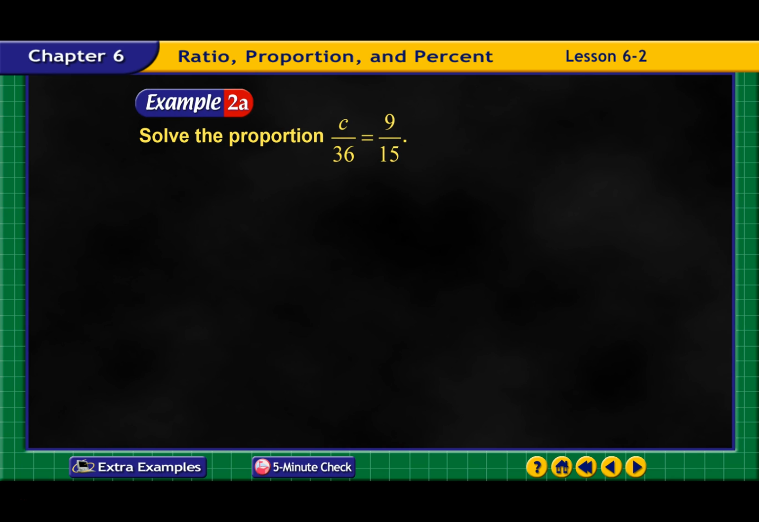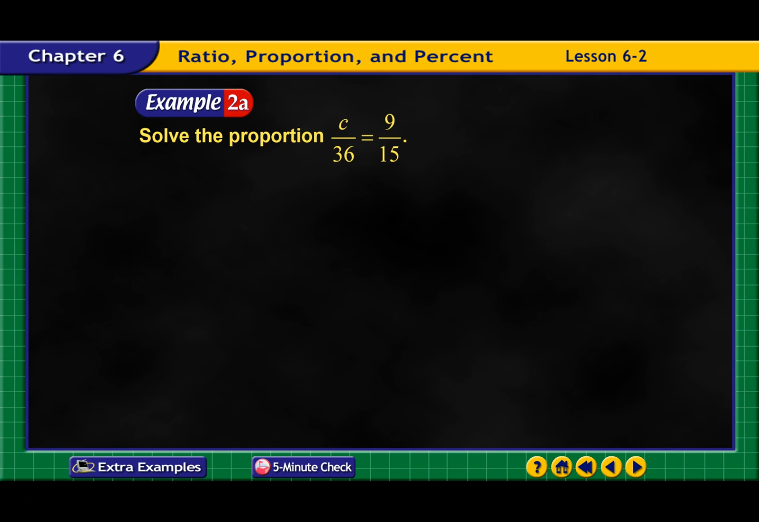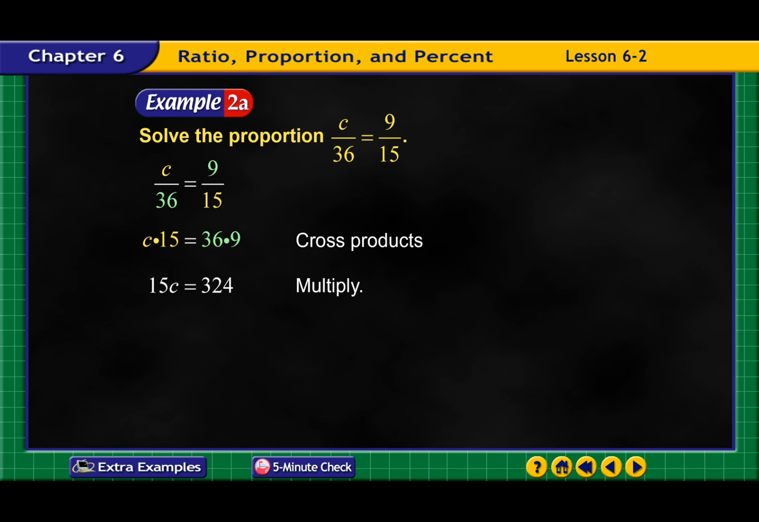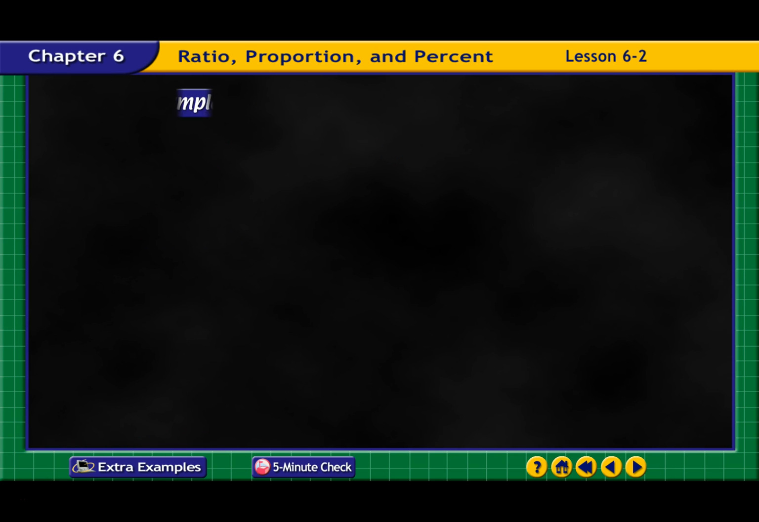Solve this proportion. So here's where we're saying that now we're solving the proportion. Before we were just determining whether they're a proportion. So now we get to solve it. So the difference is now there's a variable in here. So first we set it all up. We cross products, which is going to give me, I simplify those out, 15c, and then I multiply the other two together, comes out to 324. And now we know how to get c by itself, so we divide both sides by 15. And then that gives me my answer of 21.6. So my solution is 21.6.